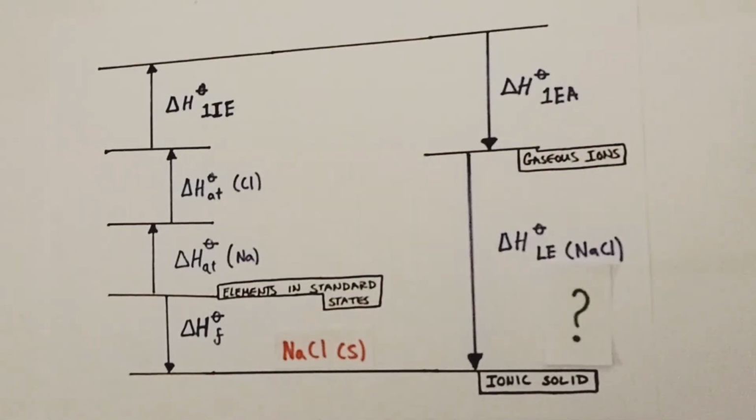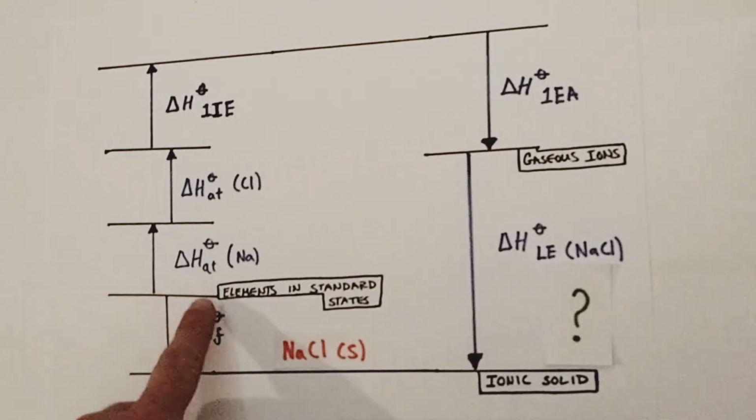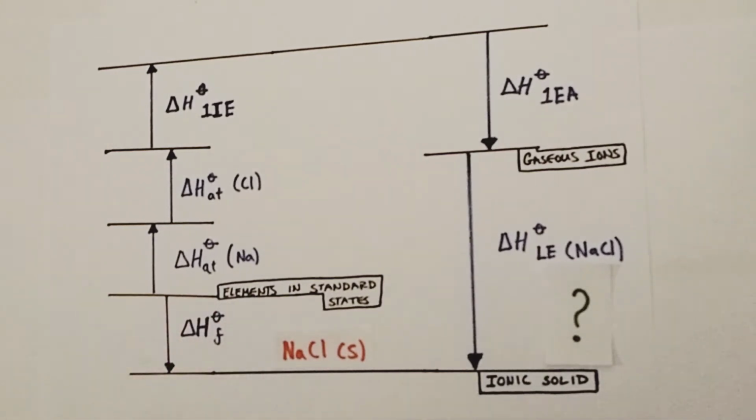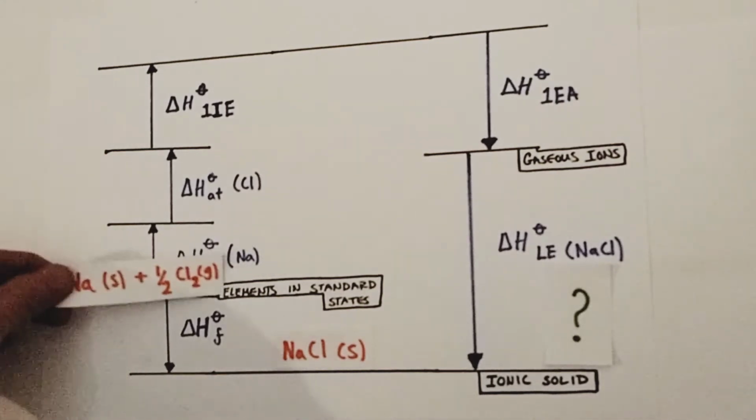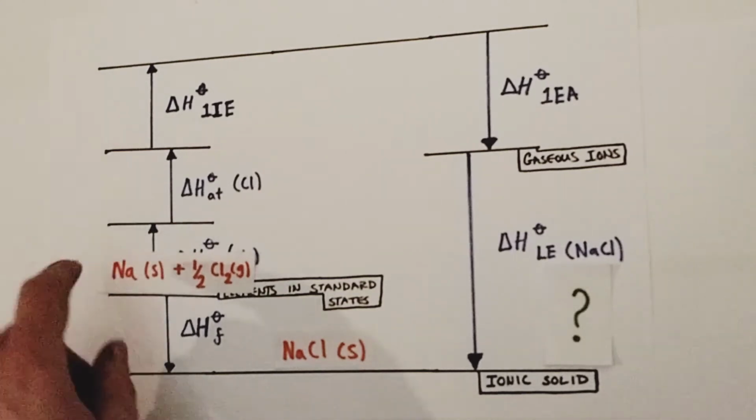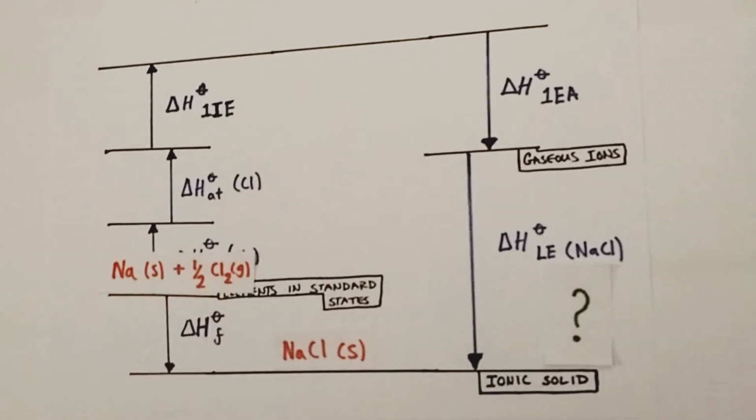Next, I want to place the elements in their standard states on this line to show how this enthalpy of formation occurred. So sodium in its standard state is going to be a solid because it's a metal, and chlorine in its standard state at room temperature and pressure is a green gas, so I'll write G next to chlorine's formula. Now the question is, why have I written Na plus a half Cl2? Right?